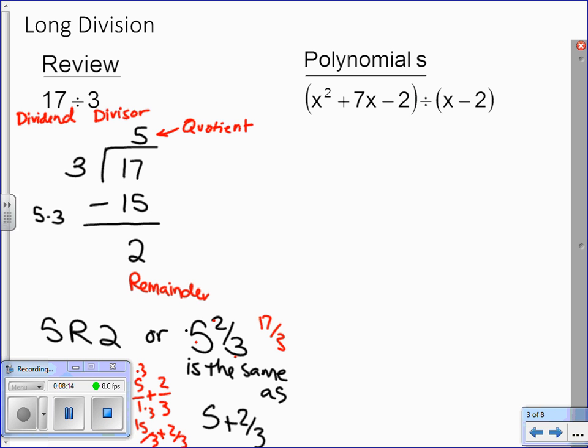You have all the same parts of a division problem. You've got a dividend, and you've got a divisor. You put them in the same places. The dividend goes inside your long division box. The divisor goes outside your long division box. So let's write this out like long division: x squared plus 7x minus 2 and x minus 2.